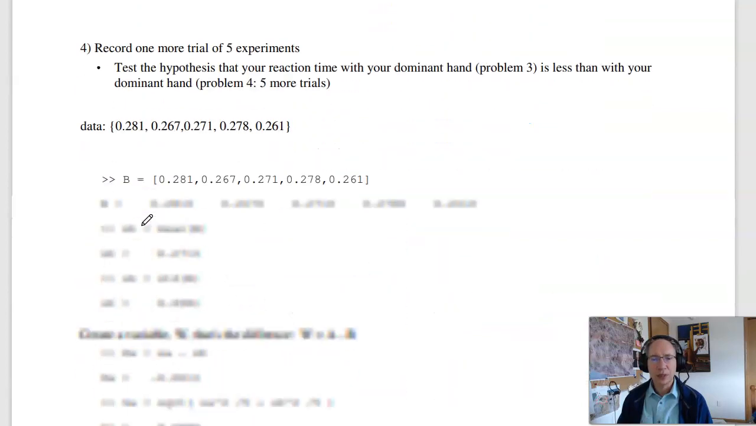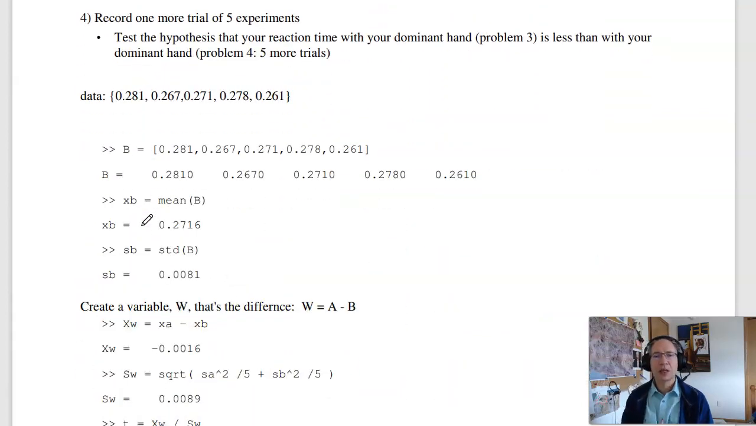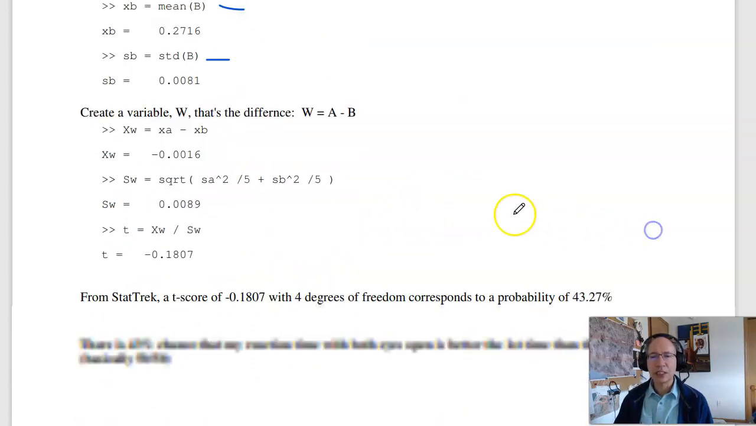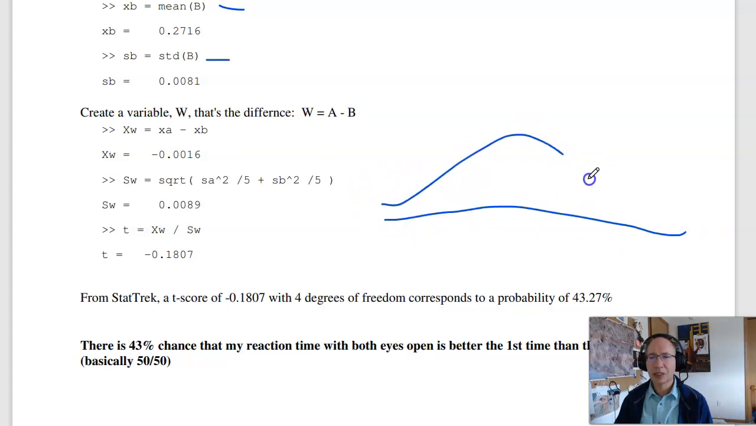Problem 4, let's do a comparison of means test. Suppose instead of using my right hand, I use my left hand. What's the chance that my reaction time with my right hand is less than my reaction time with the left hand? Well, to answer that, I need to take some data with my left hand. It has a mean, standard deviation. Now, to use a t-test, again, the trick is to create a new distribution W, where W is A minus B. The mean of W is the difference.